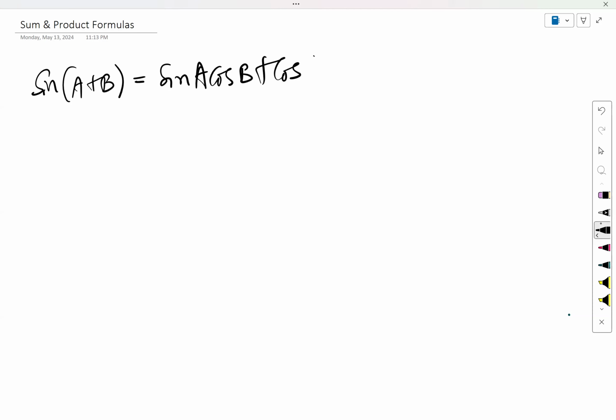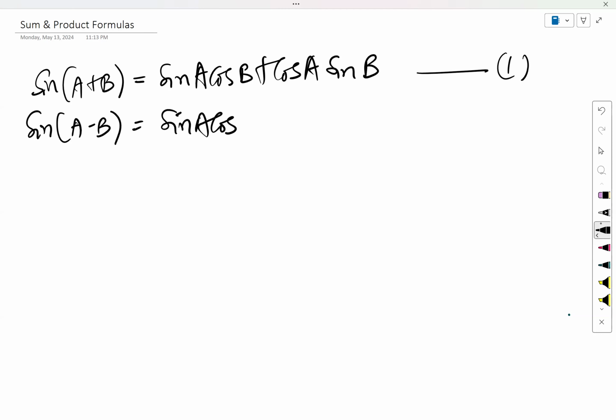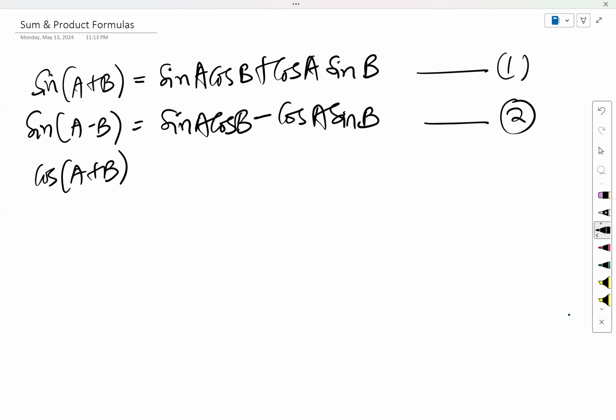So we're going to build on the idea of sum and difference formula for us to arrive at sum and product formulas. So let's go. Remember that sine A plus B is the same thing as sine A cos B plus cos A sine B. I like to call that equation one. In the same way, sine A minus B is the same as sine A cos B minus cos A sine B. That's equation two. Then you also remember that cos A plus B is equal to cos A cos B minus sine A sine B. Call that equation three.